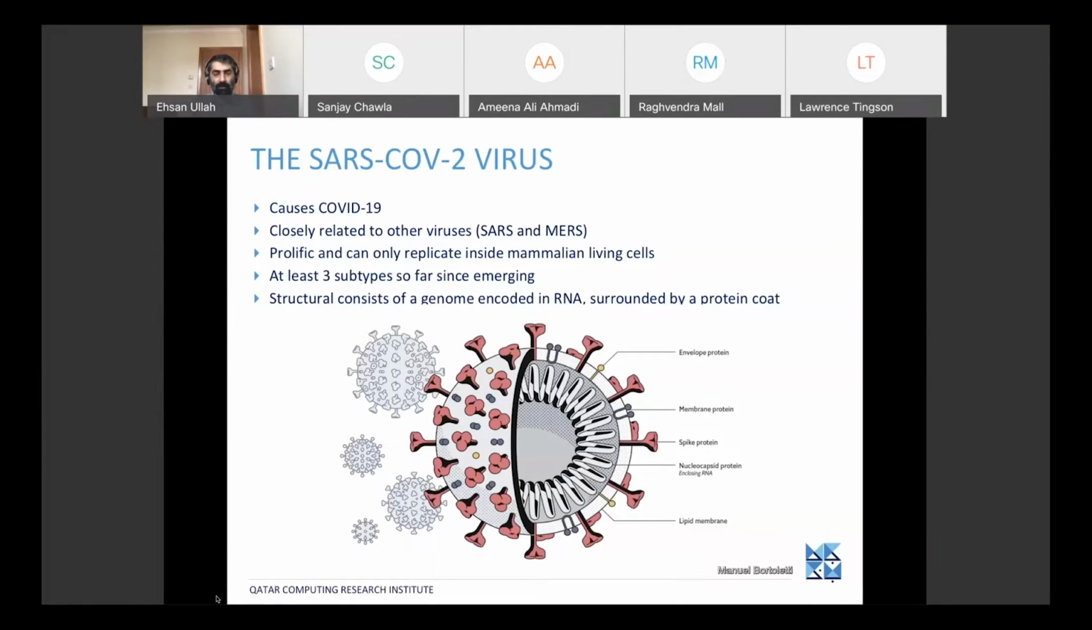From the figure shown on the screen, this is the structure of the virus. If we look into the structure of the virus, it has a single RNA strand, which is covered by membrane proteins and also a lipid membrane. One thing which needs to be remembered here is that it has a special protein on its surface, called the spike protein, through which it actually infects human beings.